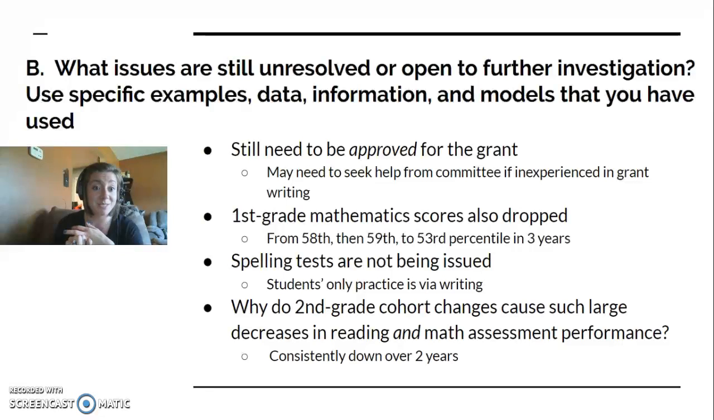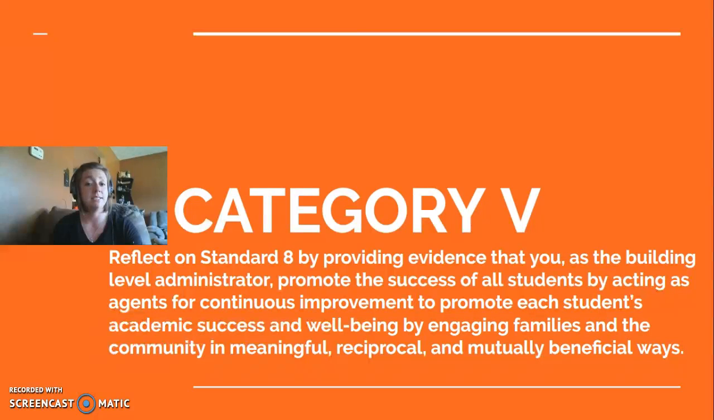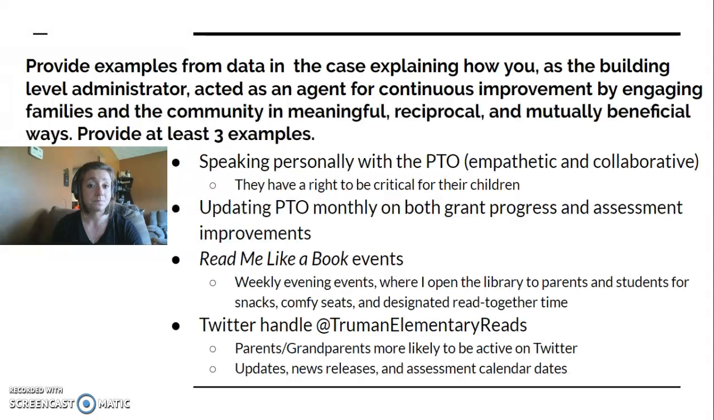We need to start issuing spelling tests. We need to start issuing blending and different skills for students to use so that they can practice these in the classroom and then show their parents, practice with their parents on an outside of school basis. And then I also need to look into why the second grade cohort changes cause such large decreases, because those have been consistently down over the last 2 years as well.